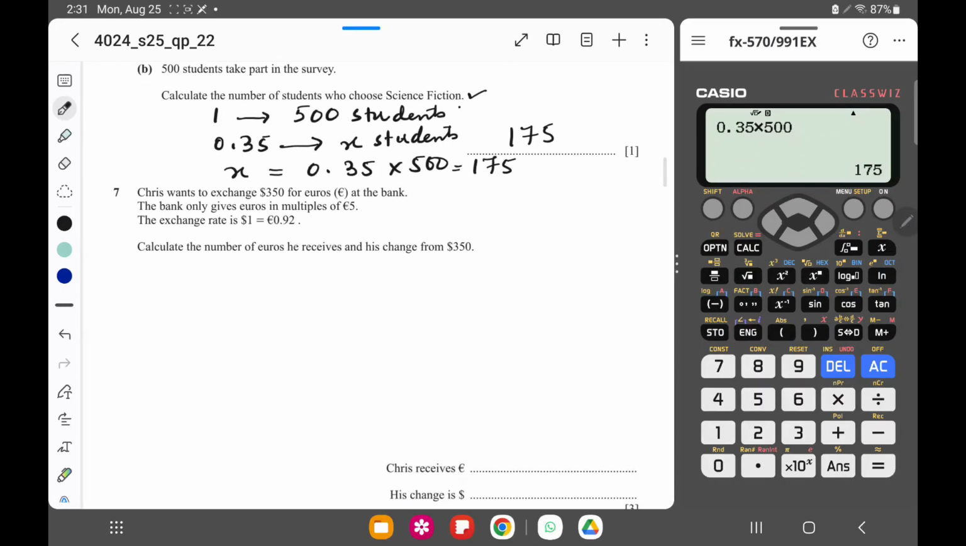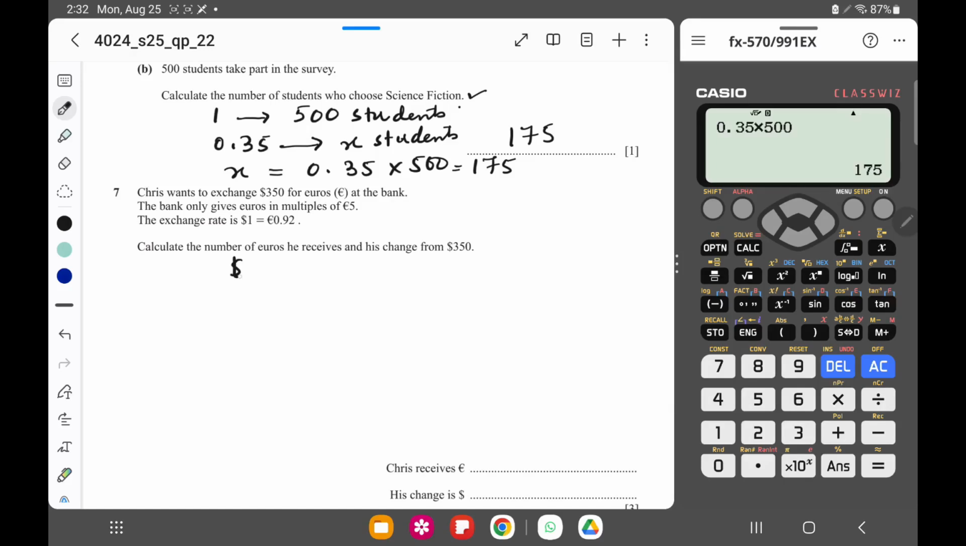Now the next question, number 7. Chris wants to exchange 350 euros at the bank. Remember, $350 is changed to euros in the bank, and the bank only gives euros in multiples of 5, like 5, another 5, so the total number of notes will be a multiple of 5. Remember, 2 notes of 5 will become 10, 3 notes of 5 will become 15 euros, like this. The exchange rate is $1 equals 0.92.